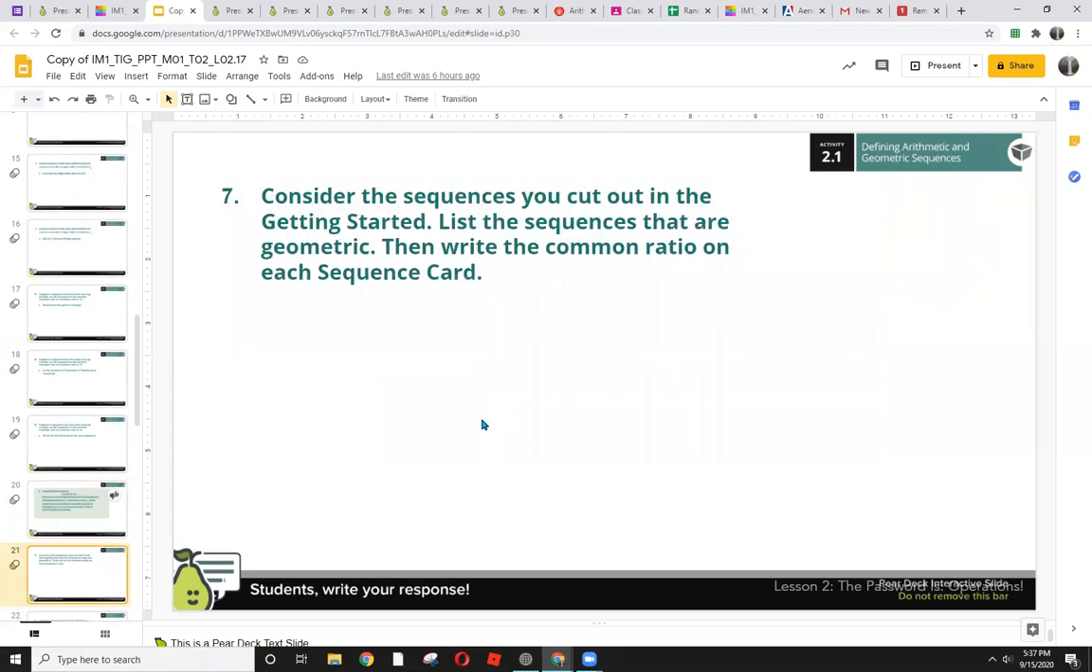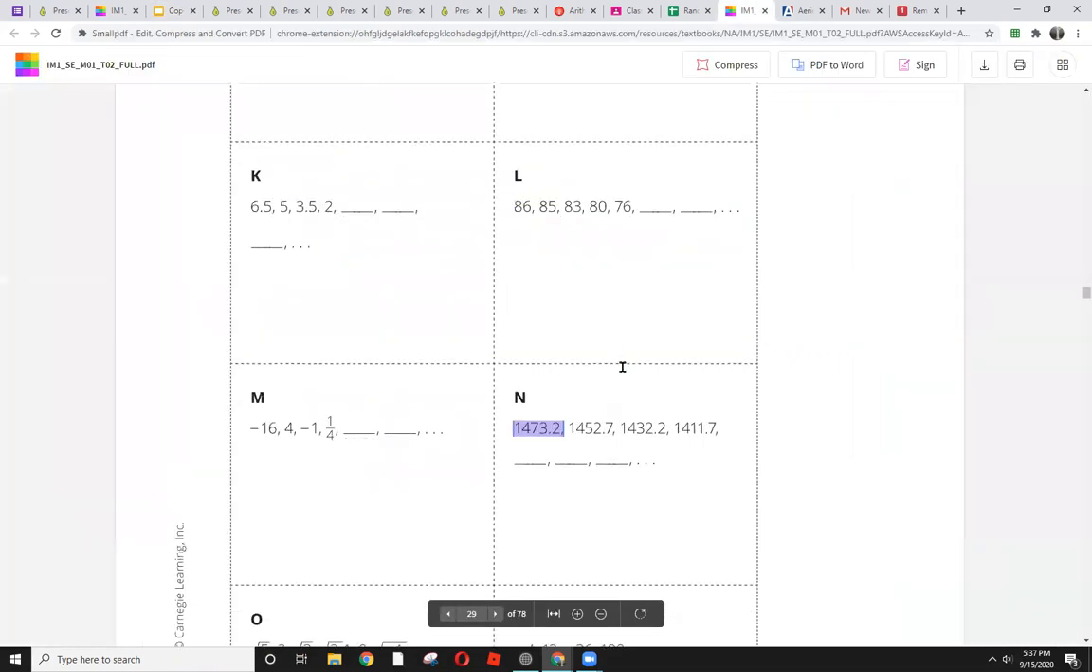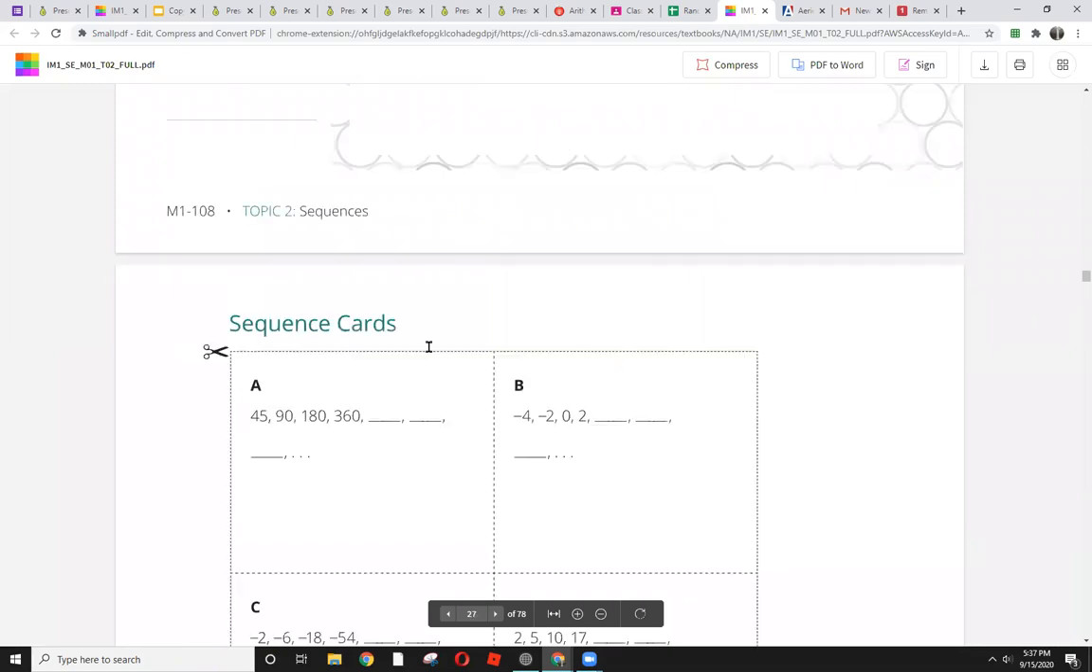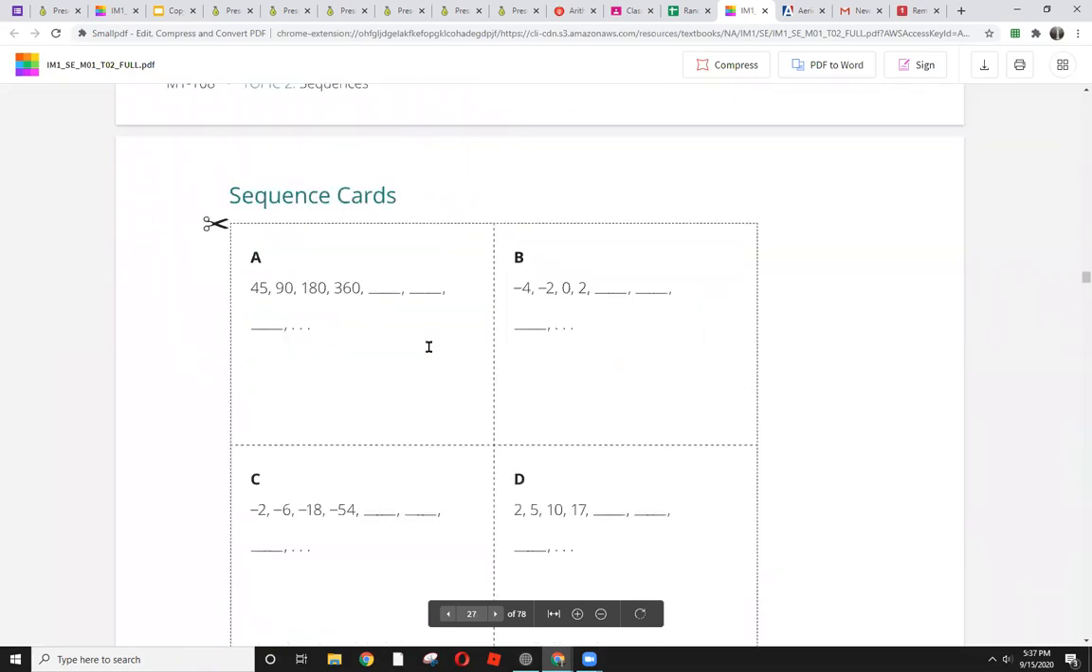Okay, consider the sequences you cut out in the getting started list, the sequences that are geometric. So now we go back to the cards. And again, don't cut them because you're going to lose them. Keep them like this, and then it's easier to take a picture of it and email it to me. So A, is A geometric? Yes, it is. You're multiplying by 2. 45 times 2 is 90. 90 times 2 is 180. 180 times 2 is 360.